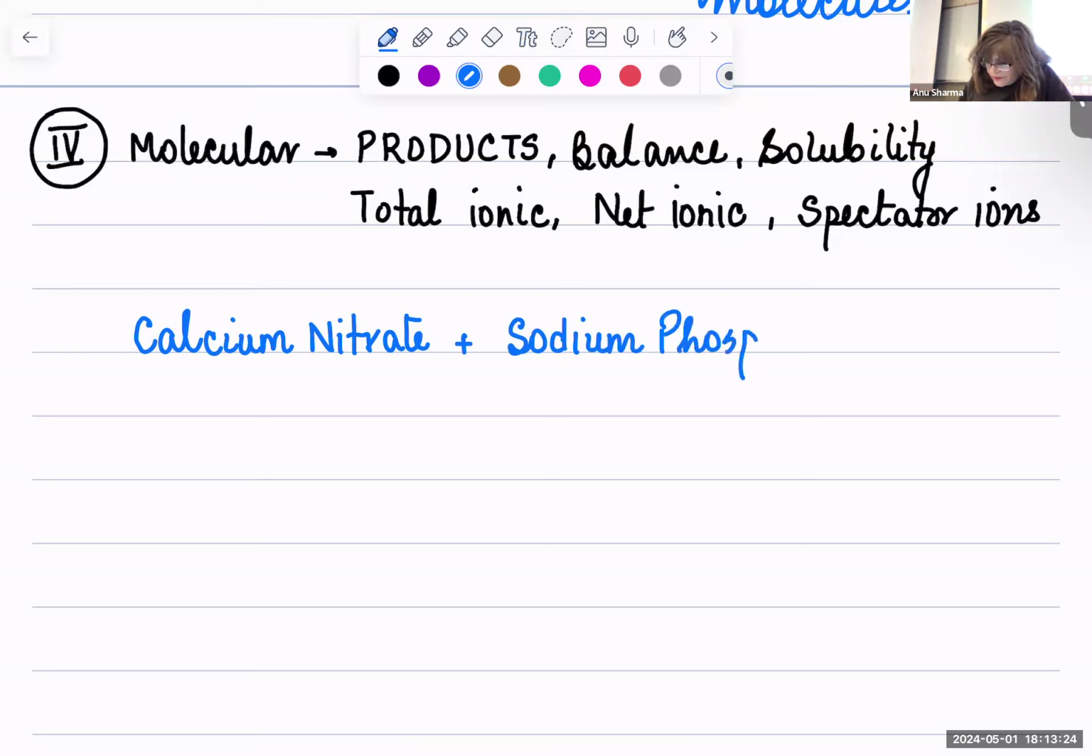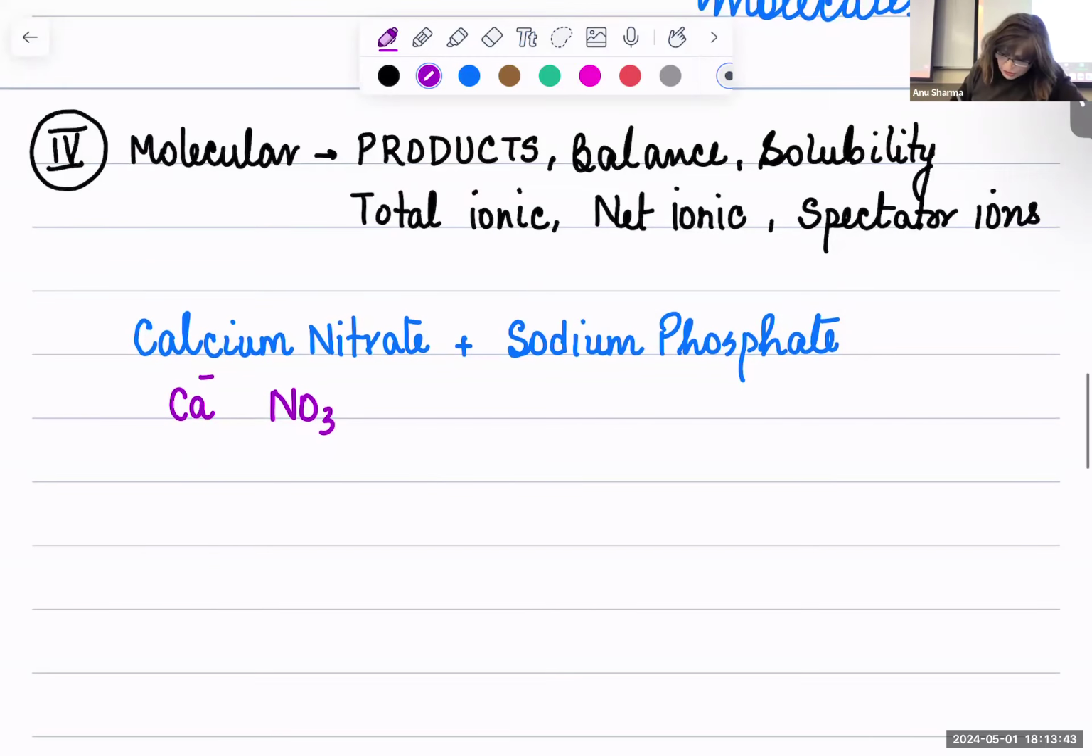First of all, write their formulas. So calcium nitrate: calcium, Ca, nitrate, NO3. Charges: calcium, which group? Group 2A, right? Group 2A means the charge is +2. Nitrate is -1. And then sodium phosphate: Na +1, and phosphate is PO4 -3.